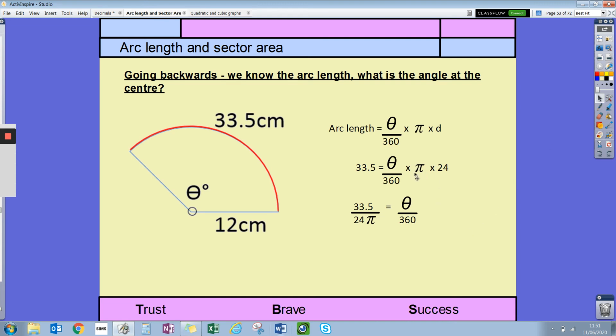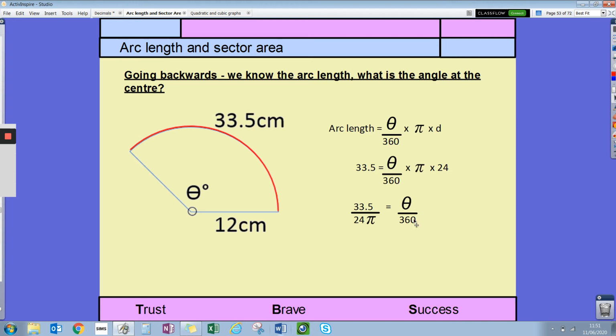I've then thought about this pi times 24 as 24 pi, and it's multiplied here. So to move it to the other side, I'm going to divide. So I've divided by 24 pi. The reason I've done that is I'm trying to move everything from this side over to the other side, so I've got theta, or the angle, on its own.